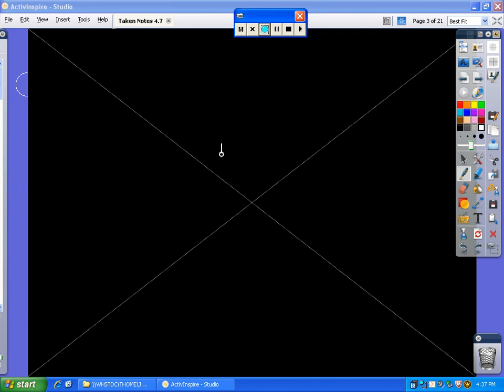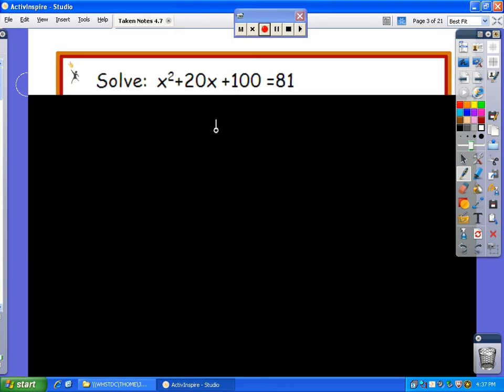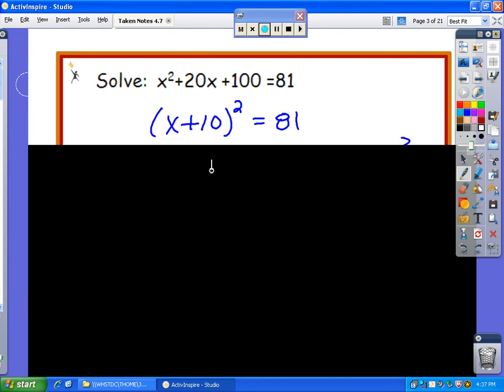Alright, today we're going to look at completing the square. So let's start off with looking at this problem. Now typically we would move the 81 over to the other side. But here, if we notice that x squared plus 20x plus 100 is a perfect square trinomial, we can factor just the left-hand side.